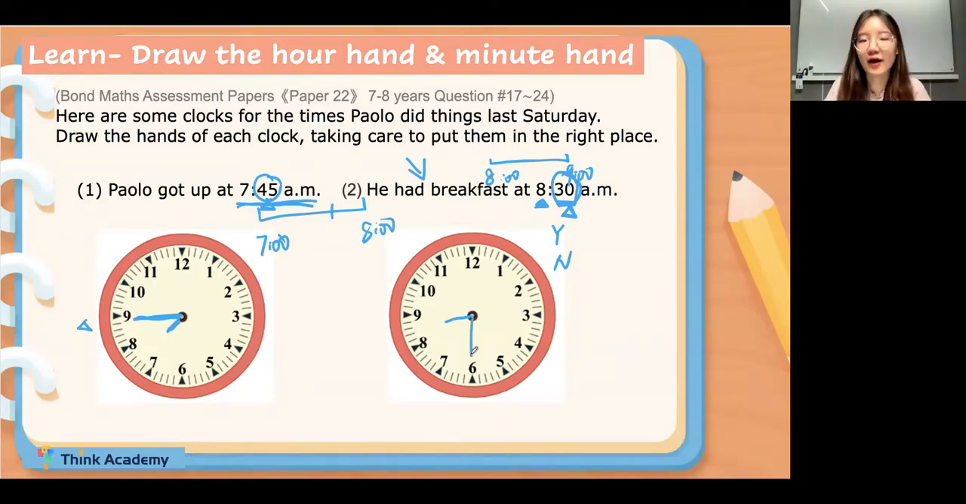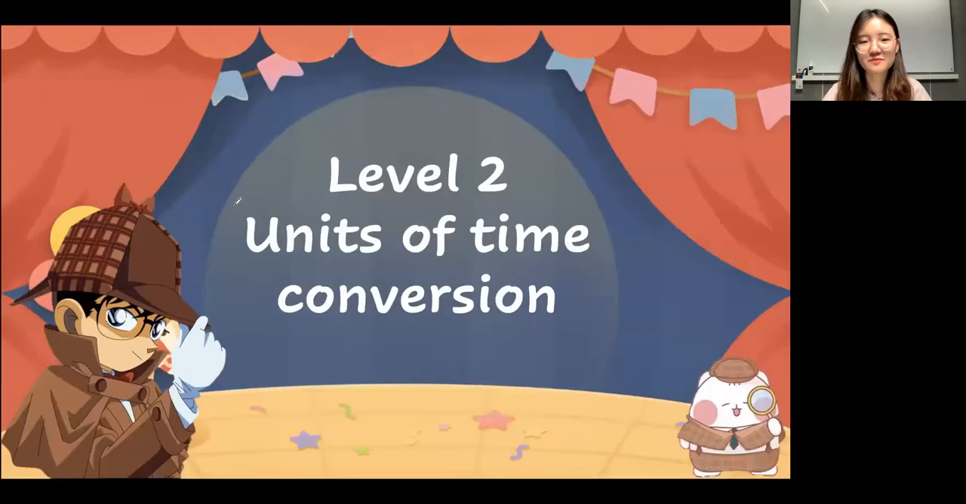When we draw the hour hand and the minute hand on the clock, please make sure that if this time is the o'clock, it points exactly to a number. If it's not, please draw the hour hand between two numbers. Okay, is it okay for you? Okay, very well done. Then let's go to the next part.